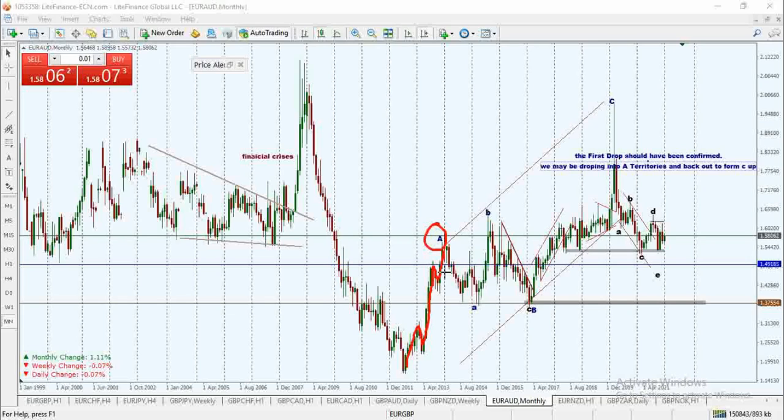I label that an A leg, and we have a very first drop to the downside which also created an A right here, which created a B right here, we created a C, and then we had what could have been or what is a possible flat structure. Okay, so this is a possible flat structure.